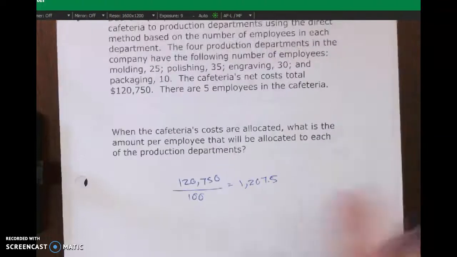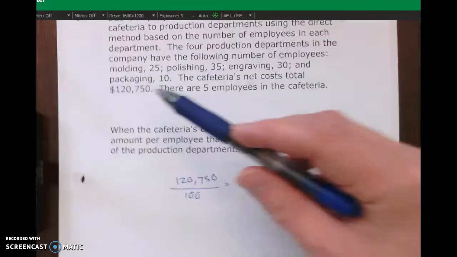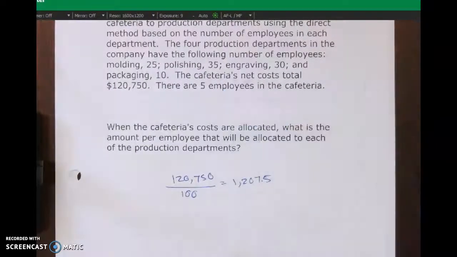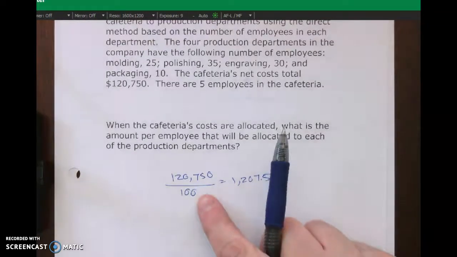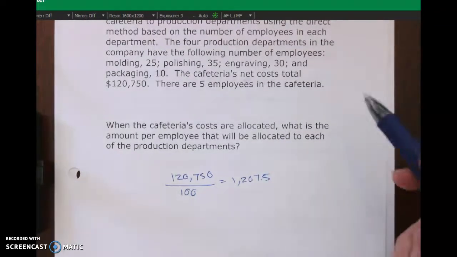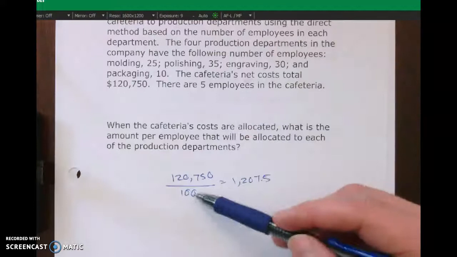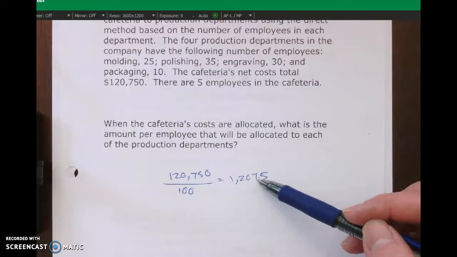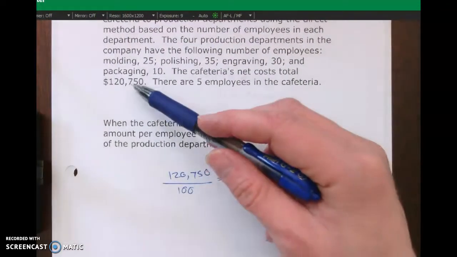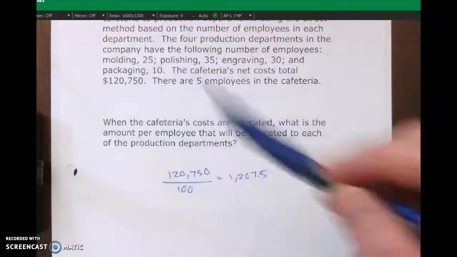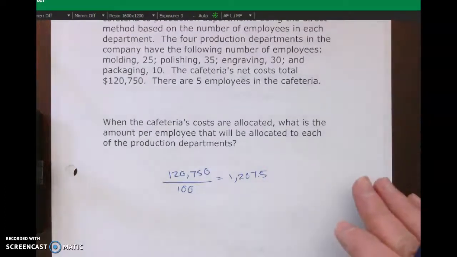But the problem with saying 105 is that there are 2 problems. First, this represents their cost, and so you're allocating it out to other departments, so you don't want to include them in the denominator. And second, this would reduce the cost per employee, and so they would not be able to allocate out their total cost to these different production departments.